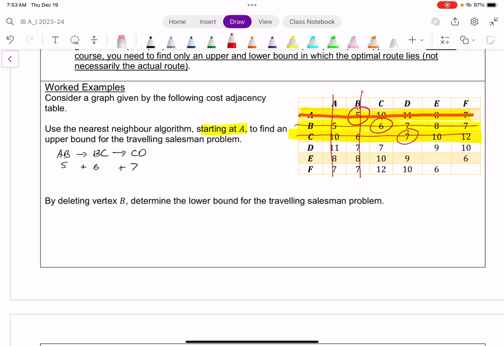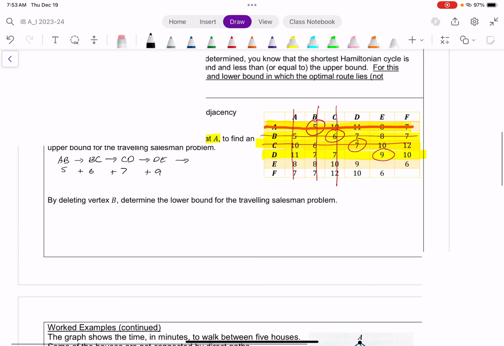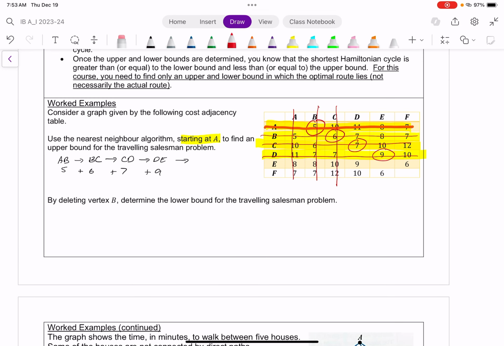Cross that out, and now look at D. The shortest one left is 9, so I'm going from D to E. I'm just about done. So now I'm at E, and the only option is to go to F, obviously, because that's all that's left. So I'll go from E to F. But I'm not done yet.